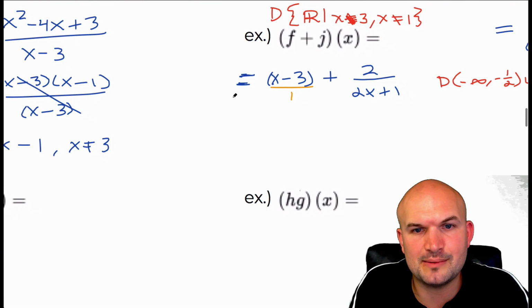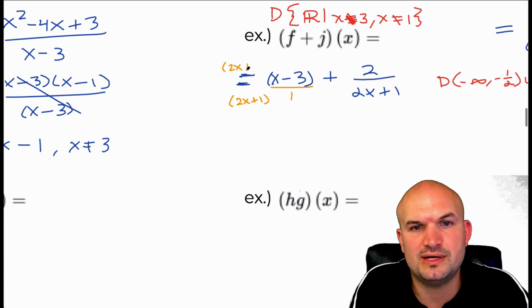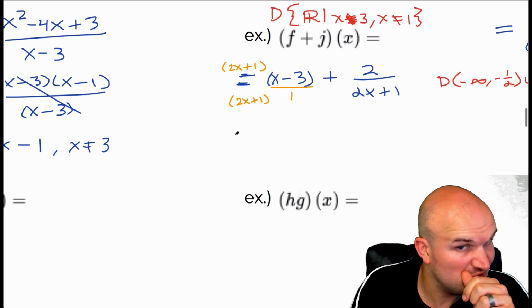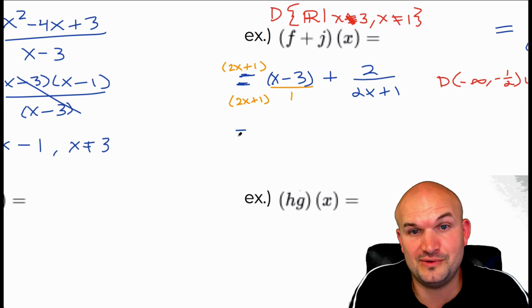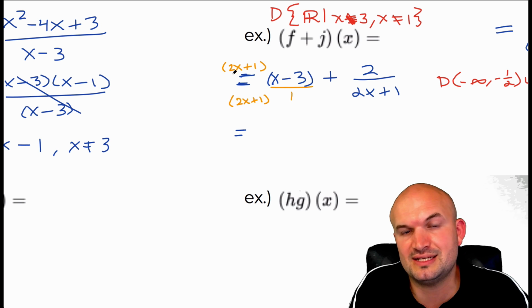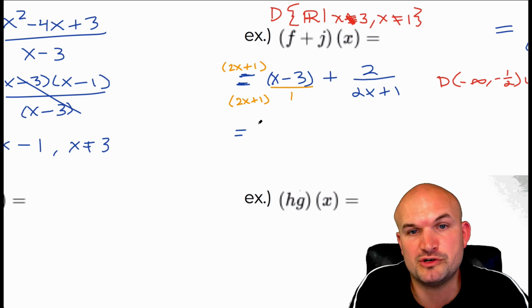So to get common denominators here, I could multiply by 2x plus 1 on the top and the bottom. All right, now I'm going to do a little math in my head because I wasn't really planning on doing this. So if I'm going to multiply these, again, you could use the box method. You could use the distributive property.